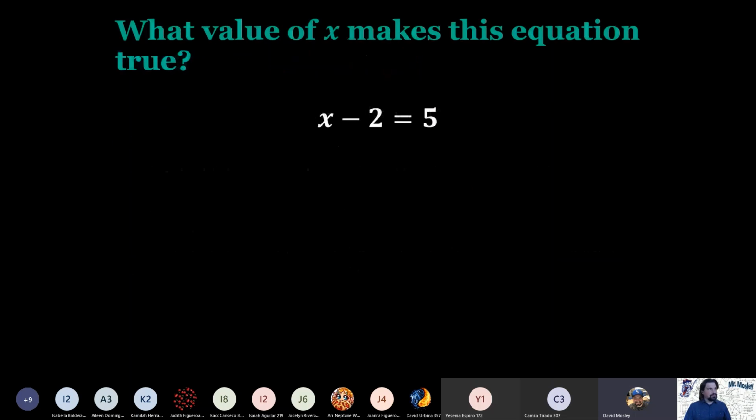All right, so here's the question. What value of x makes this equation true? What value can I replace x with to make this a true equation? We got a response here in our chat. Jocelyn says it is 7. Ariana agrees that it's 7.